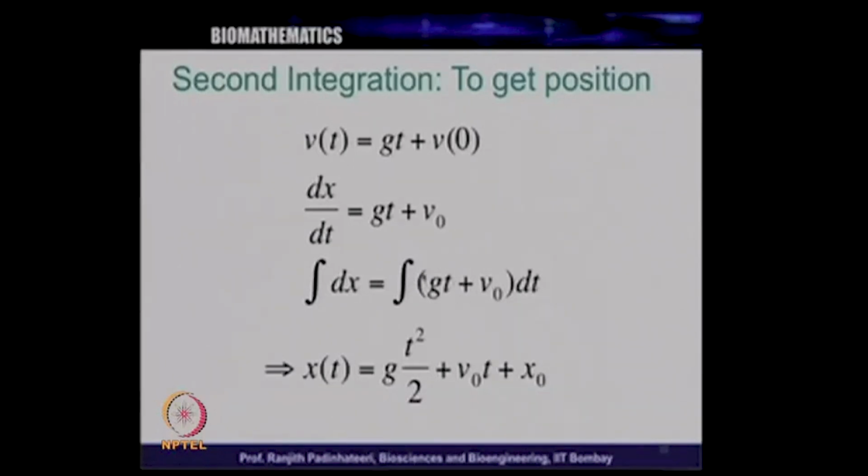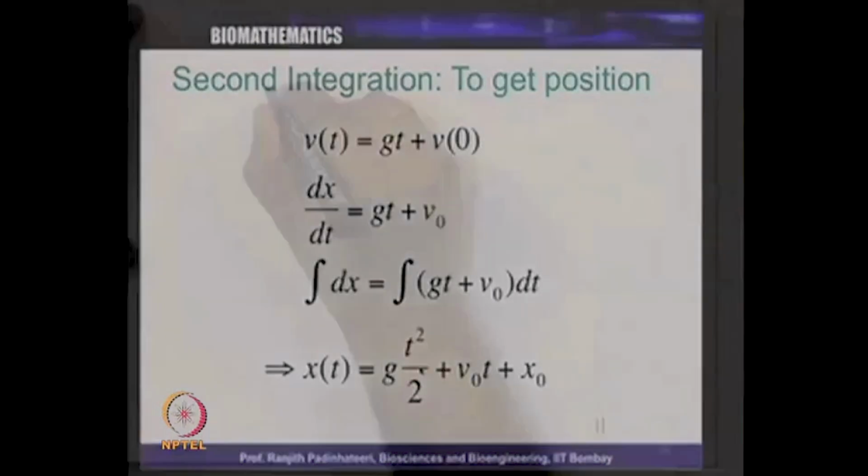You know that integral g t is g t square by 2, and integral V 0, which is a constant, is V 0 t. And you have another constant which we call x 0. Essentially, it turns out that x 0 is the position at time equal to 0. This is something you can simply see, so let us have a look at how we did that.